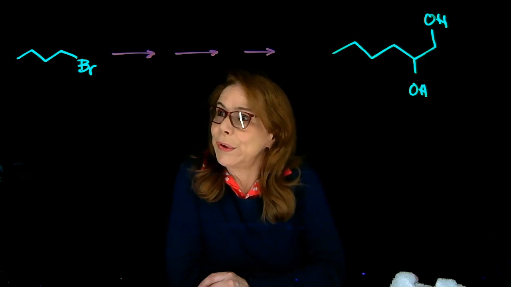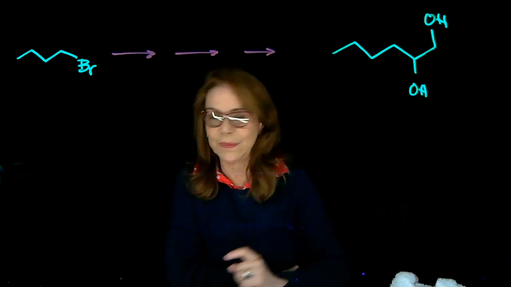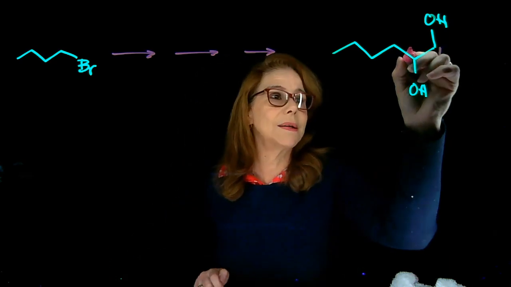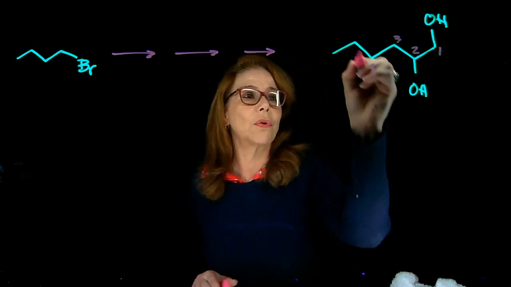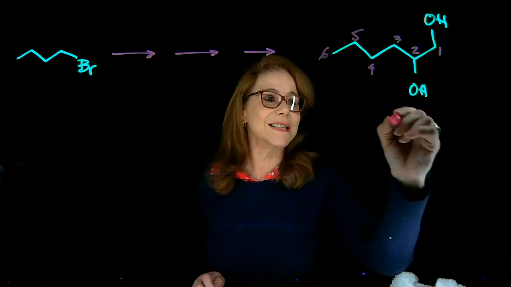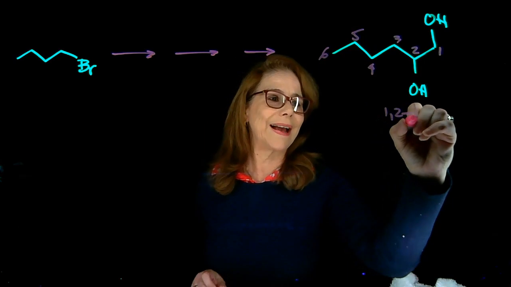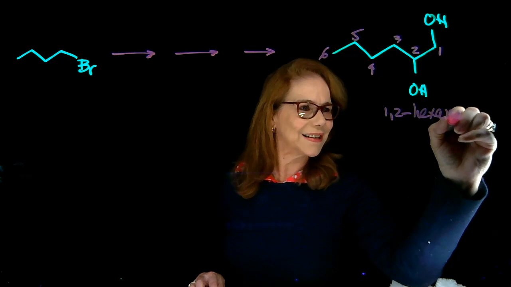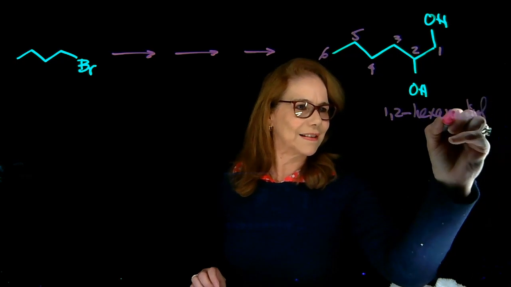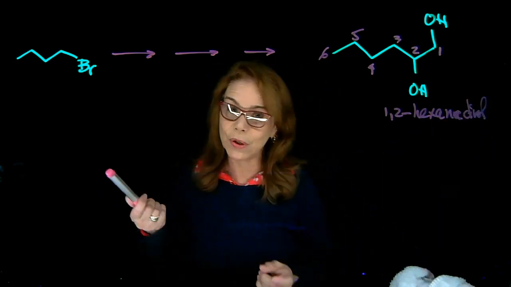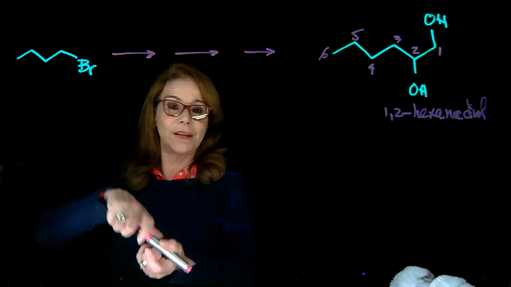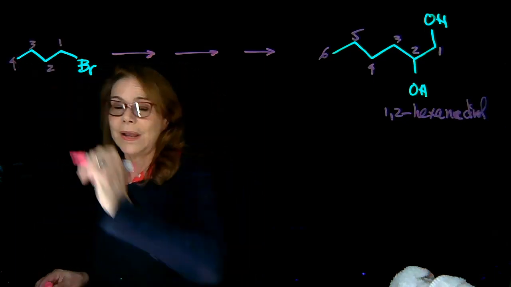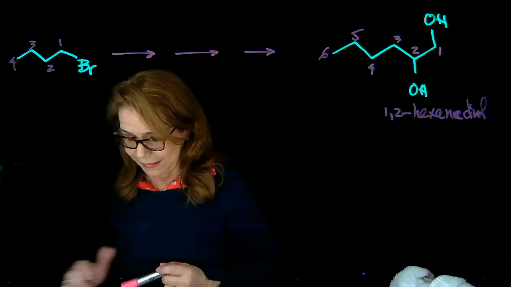In this problem, we are going to plan the synthesis of this compound, which is, let's number the carbons here, 1, 2, 3, 4, 5, 6. So this is 1,2-hexanediol. Hexanediol. All right, and we want to make it from, let's see how many carbons do we have at the beginning. 1, 2, 3, and 4. So it is butyl bromide.